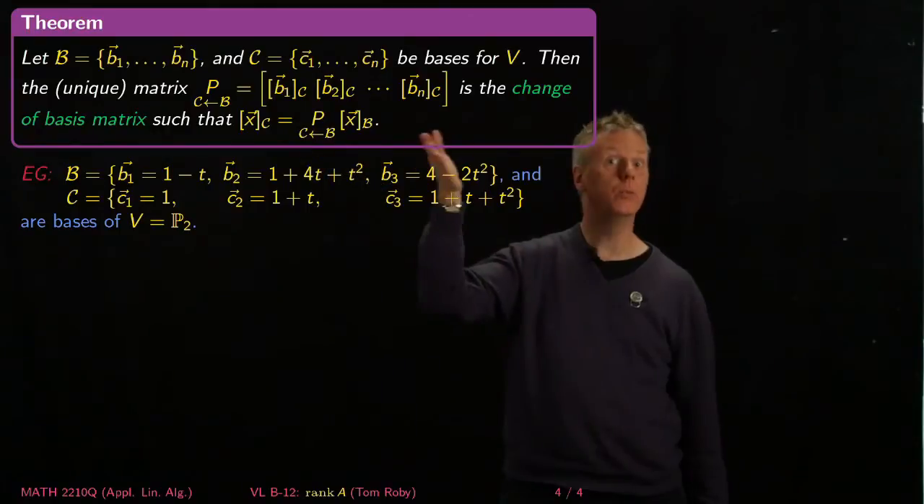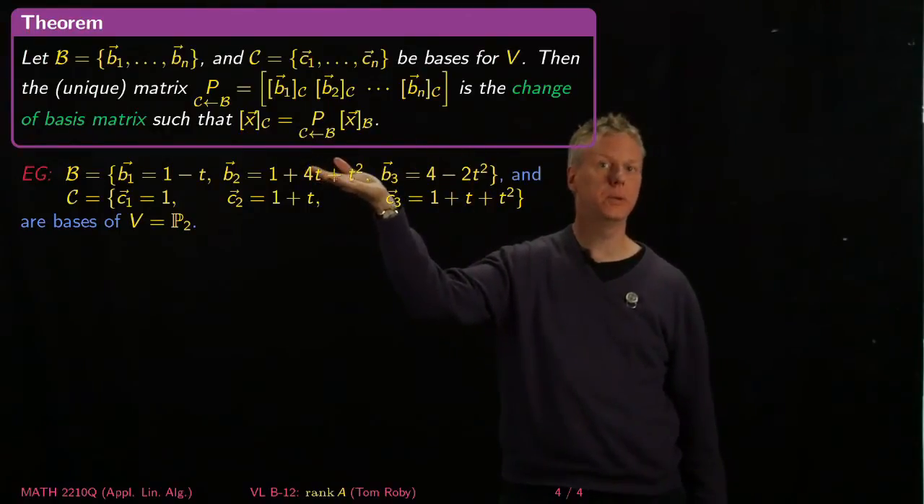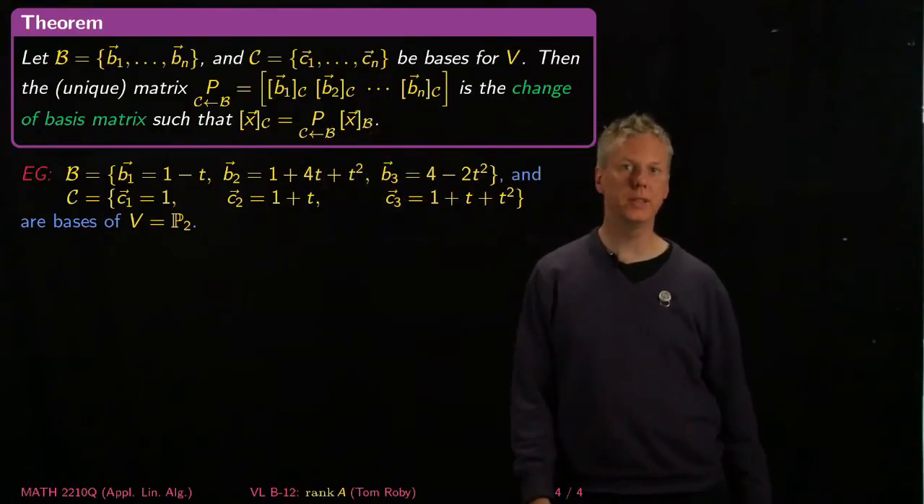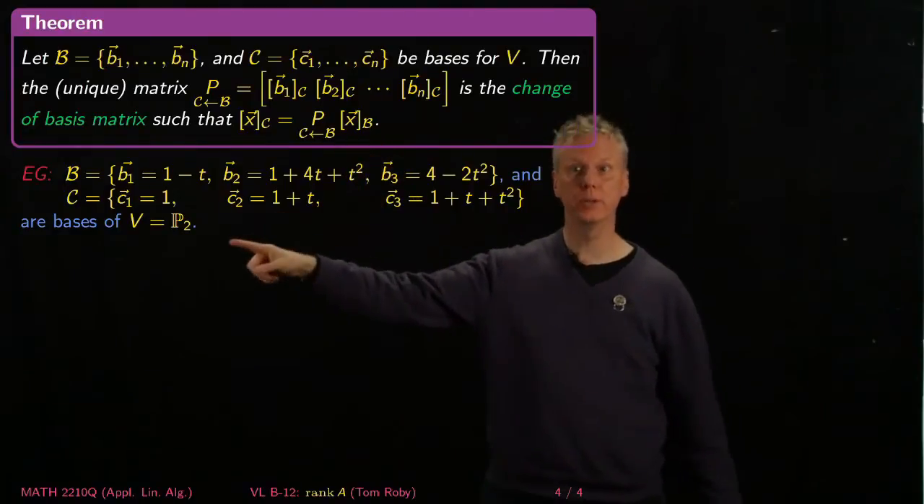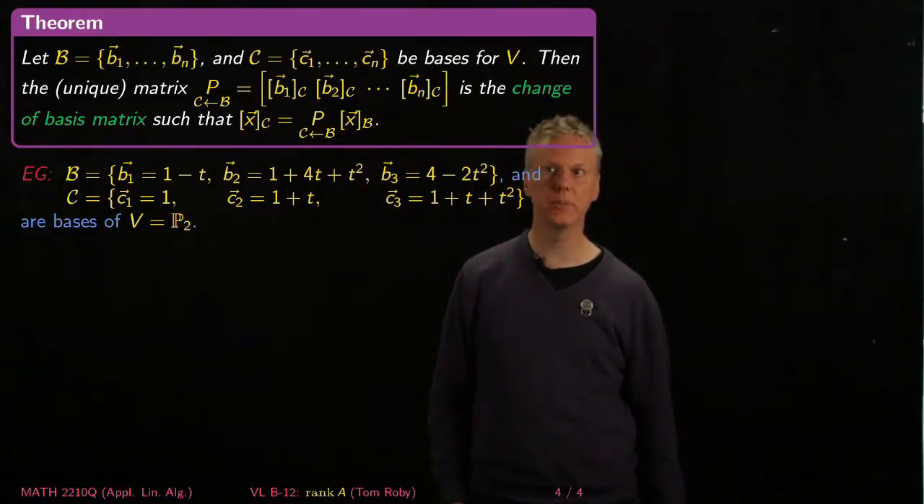In fact, you only need one or the other. It's not hard to see that they're linearly independent, and then that implies that they span because you've got the right number of them, because we know that this is a 2-dimensional vector space.